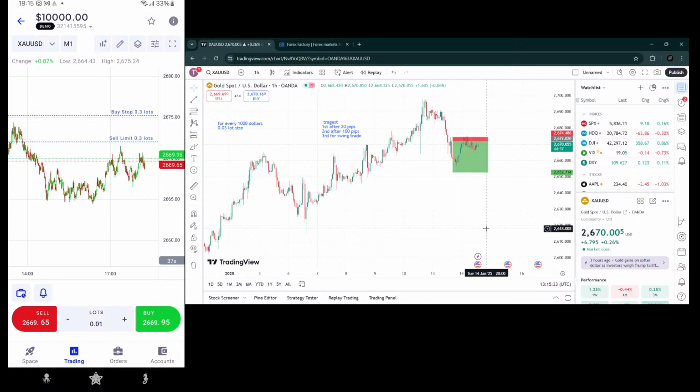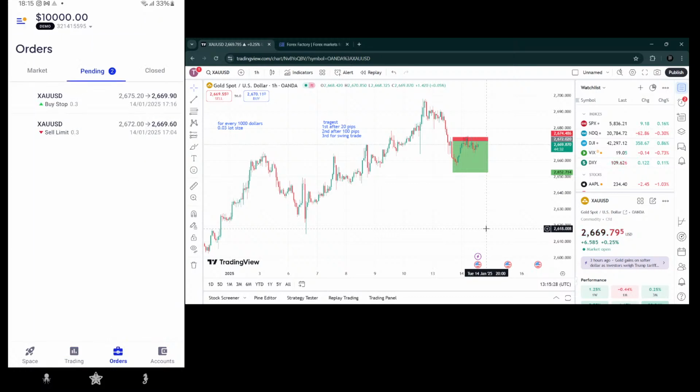So in my account, if you see, the amount is 10,000. That's why I'm using 0.30 lot size. If I was going with $1,000, I would use 0.03. After 15 minutes, there will be news and we'll see what happens.